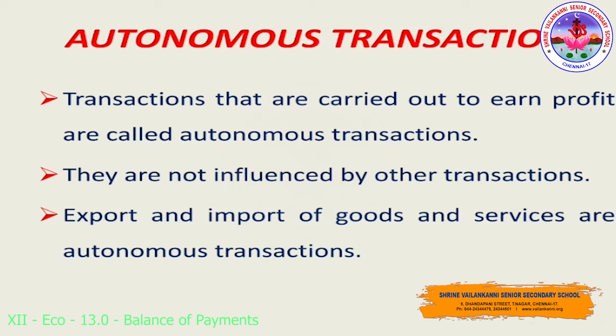For example, if a foreign company is making an investment in India with the aim of earning profit, then such a transaction is independent of the country's BOP situation. So, autonomous transactions take place on both the current account and the capital account.